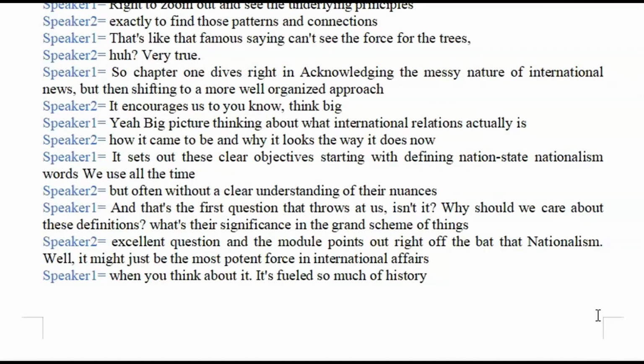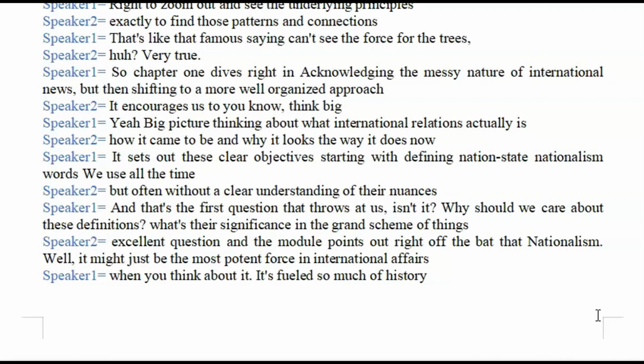It encourages us to think big. Yeah, big picture thinking about what international relations actually is. How it came to be and why it looks the way it does now. It sets out these clear objectives, starting with defining nation-state and nationalism, words we use all the time. But often without a clear understanding of their nuances. And that's the first question it throws at us, isn't it? Why should we care about these definitions? What's their significance in the grand scheme of things?